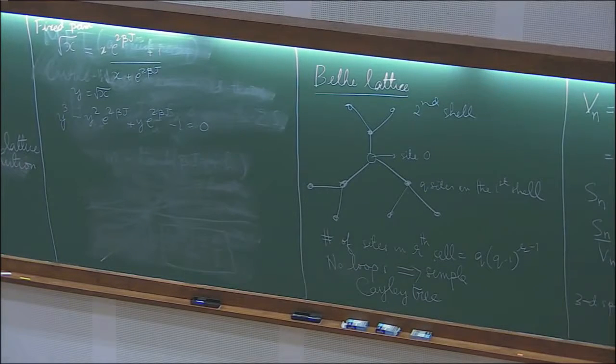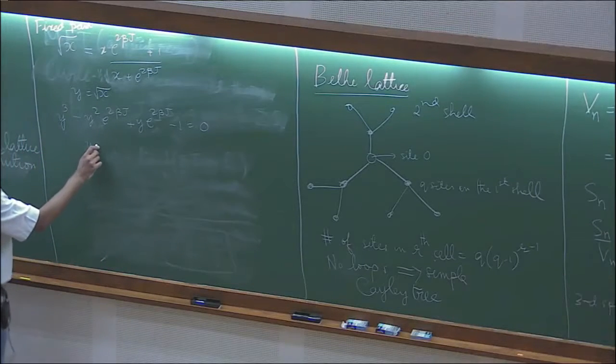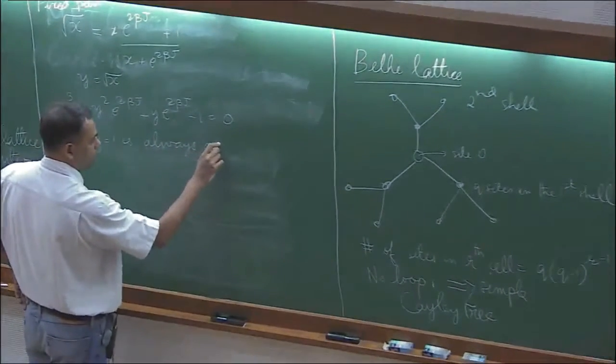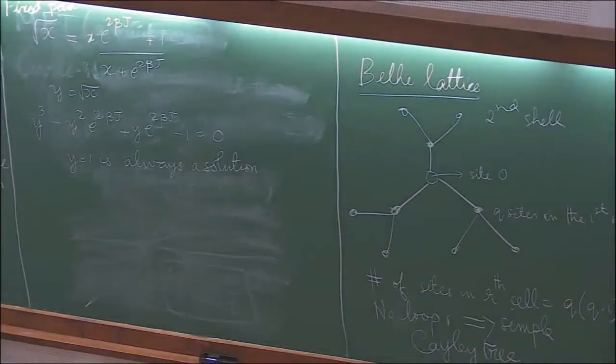y equal to 1 has to be a solution all the time. Why is that? If I put g plus equal to g minus, I get m equal to 0. The solution m equal to 0 corresponds to g plus equal to g minus, which corresponds to x equal to 1 and y equal to 1. You should check that if I put y equal to 1, these two cancel, and this is 1. So y equal to 1 is always a solution and corresponds to the disordered phase.